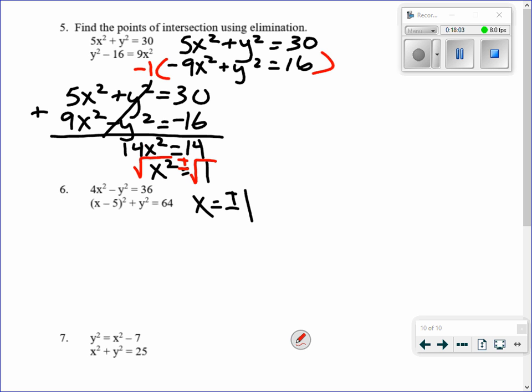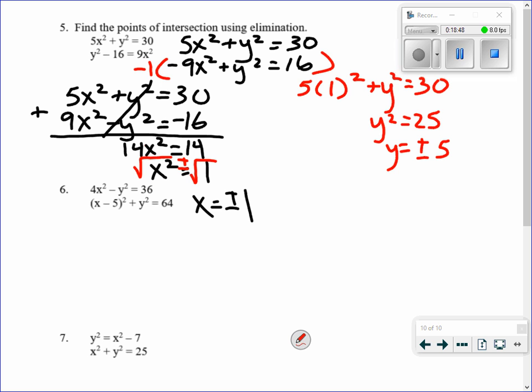So if I have my x as positive or -1, what do I need to find next? The y. So the process is still the same. I'm plugging in my x to find my y, plugging it back into one of your original equations. So let's just pick the first one. So if I have 5 times 1 squared plus y squared equals 30, 5 times 1 squared would just give us 5. If I subtract 5 on both sides, we just have y squared is equal to 25. Good, so y is equal to plus or minus 5.